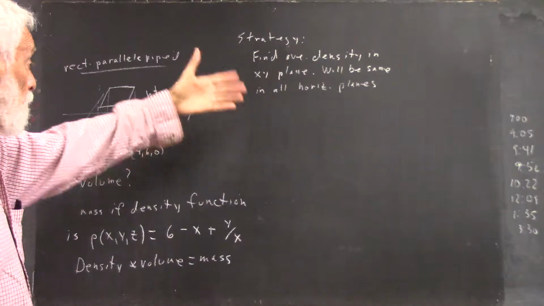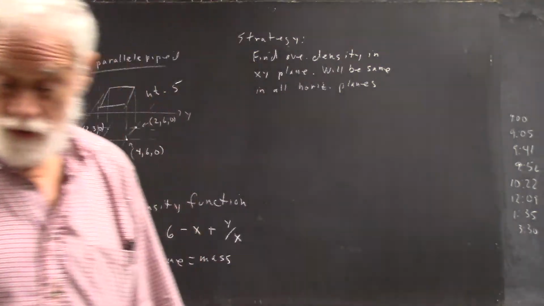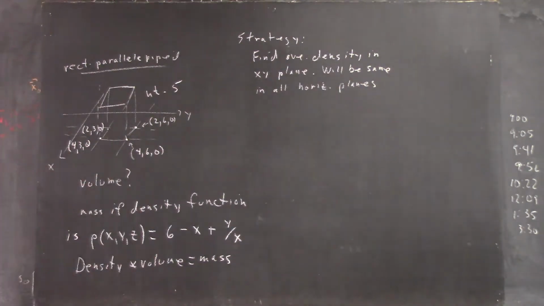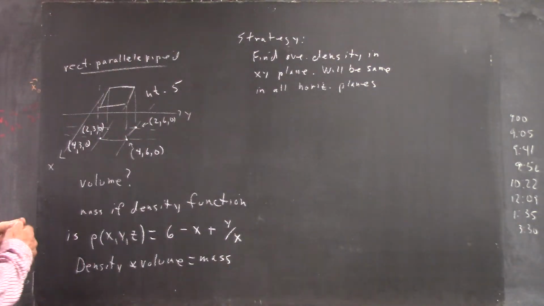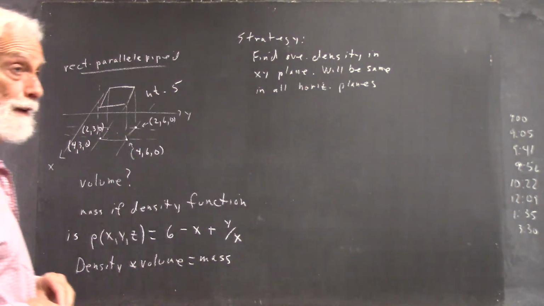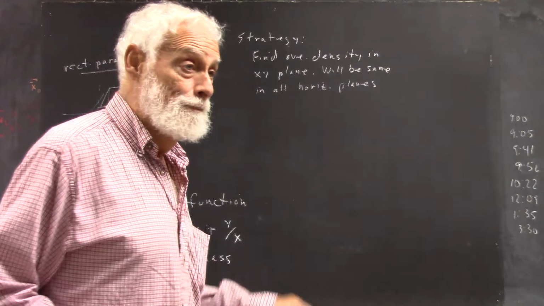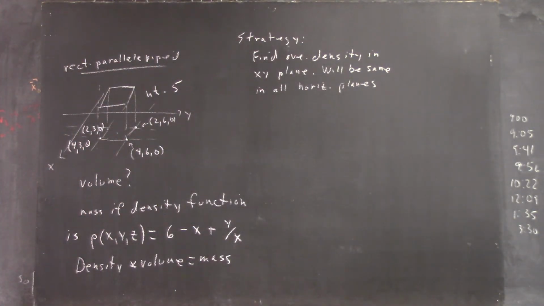Anyhow, go ahead, find the density at the corners and average it, and then maybe just to see how well you did, find the density at the center point, which is easy to find, right? And see how that compares with the average you got when you did the corners.